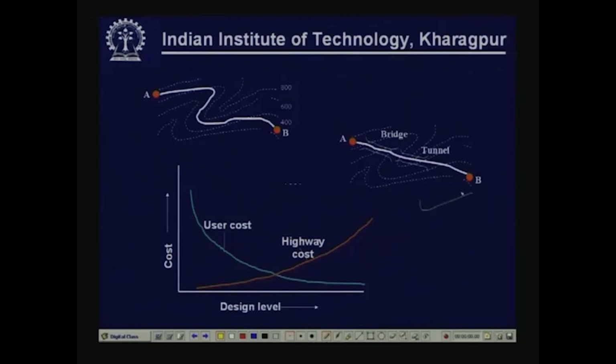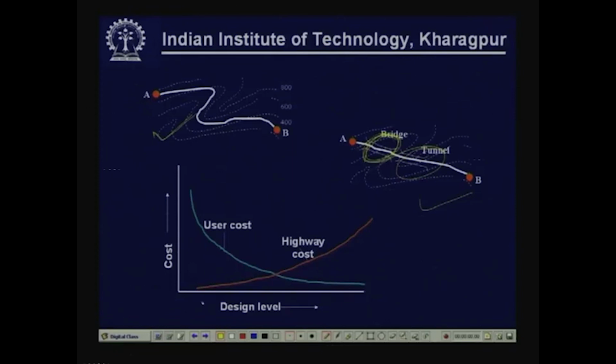In this case, I have tried to indicate generally almost a straight line connecting these two points, but in this case you need probably a bridge because you are crossing the contour lines within a very short distance. You also need a tunnel. So, what we find here, in the earlier case user cost is more, construction cost is less. In this case construction cost is more because of the bridge and tunnel, and the user cost is less because it is nearly a straight road, generally following the shorter route with good geometry.